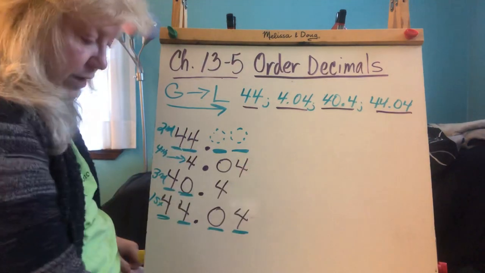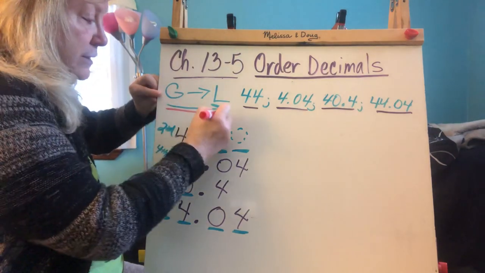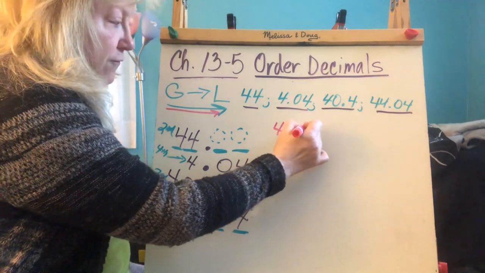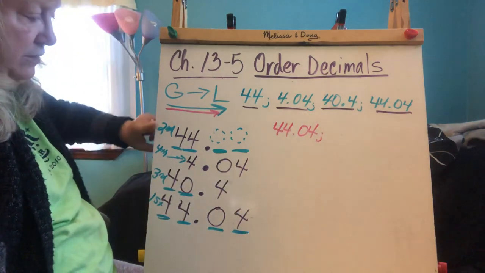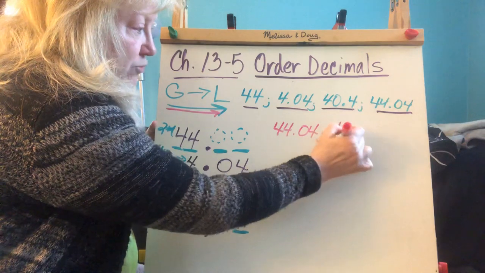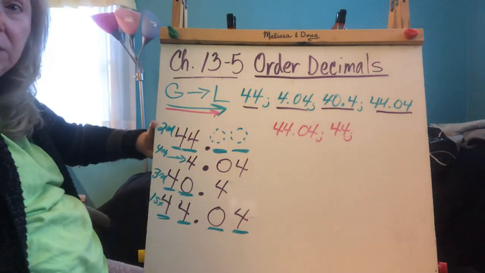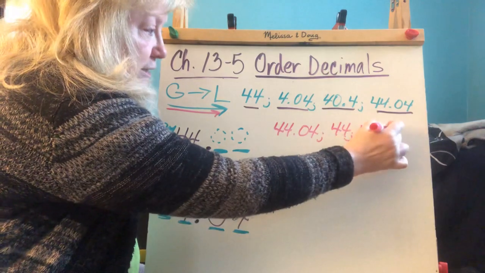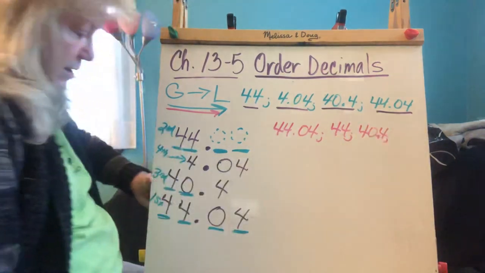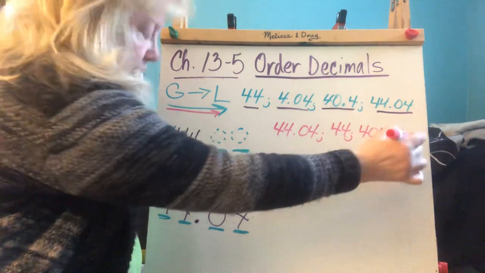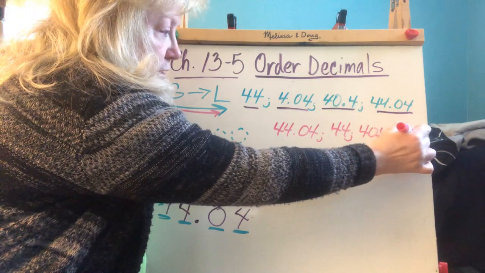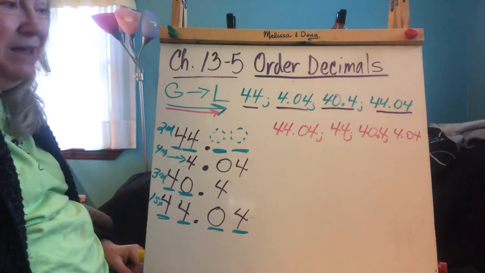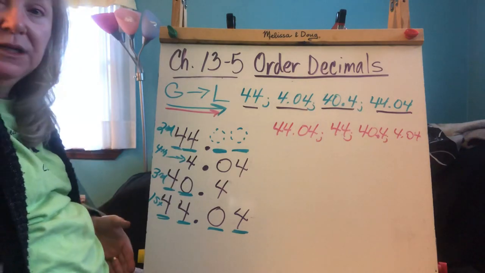Okay, so now we'll rewrite our numbers in order from greatest to least. So the greatest one is 44 and 4 hundredths, semicolon. Our next greatest is going to be the whole number 44. We just write it the way we were given it, with no decimals or imaginary zeros. The next one is going to be 40 and 4 tenths. And our last one is going to be 4 and 4 hundredths. We're done. You could put this on a number line to help you, but sometimes I think a number line makes it harder because it's another step you have to draw. It's easier to just do it this way. Alrighty.